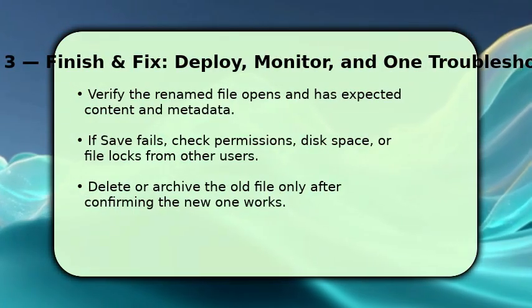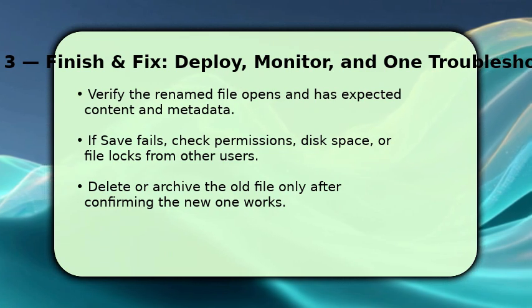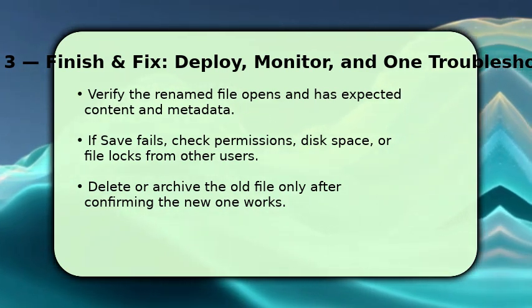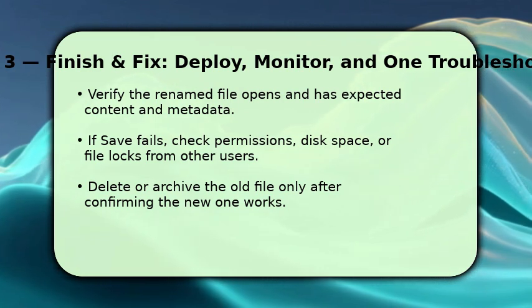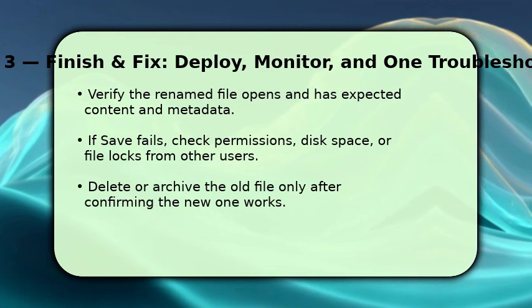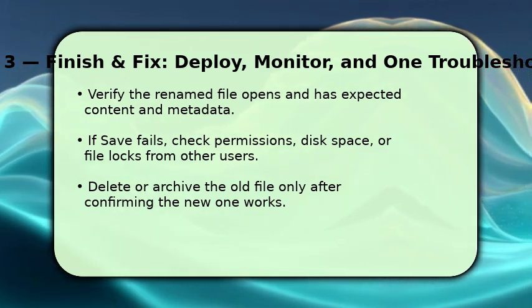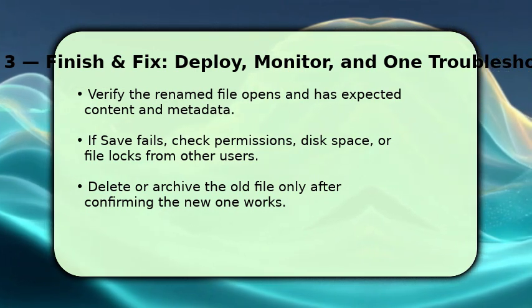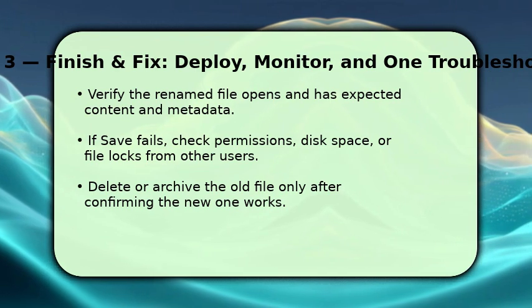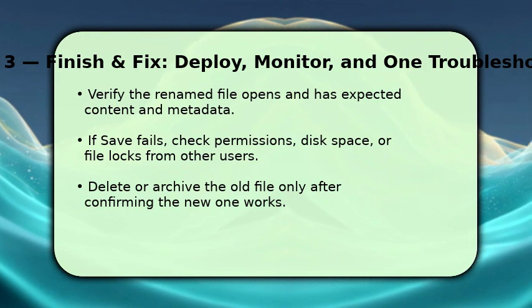You've saved the new file name, now verify. Open the renamed file to confirm content, formatting, and metadata such as modified date. Make sure links and embedded objects still work. If Save As failed, check for common issues: insufficient disk space, missing write permission, or another program locking the file. Once the new file is confirmed, you can delete or archive the original. One troubleshooting tip: if the file is locked, restart Word or your computer to clear stale locks before retrying.